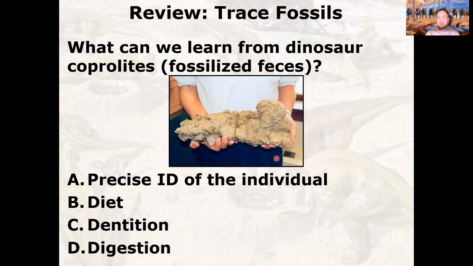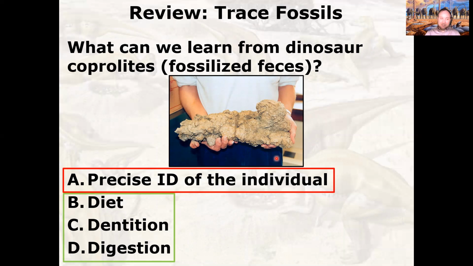So what can we learn from dinosaur fossilized feces? Again, these things are called coprolites. Why would anyone want to study dinosaur poo? What can we learn from that? Again, kind of a trick question. We can learn a lot about diet, we can learn a lot about dentition, we can learn a lot about digestion. So the 3Ds, I guess.